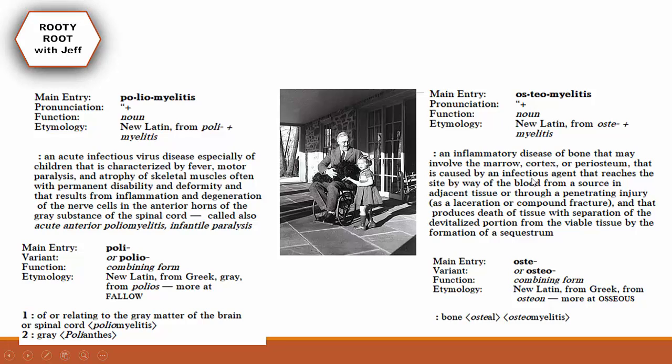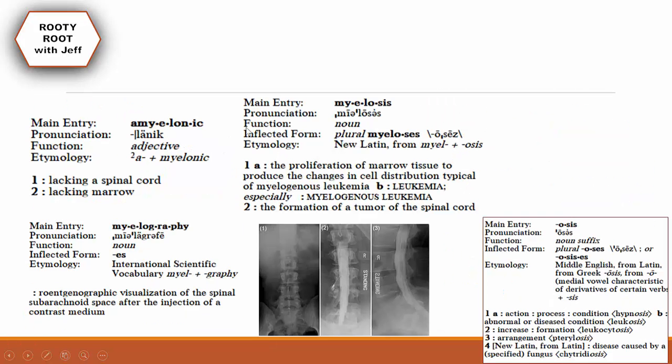Osteomyelitis, it's a disease of the bone that involves the marrow, cortex, or periosteum that is caused by an infectious agent that reaches the place by way of blood. Osteo means bone, so it's a disease of the bone, and itis means inflammation, so inflammatory. Amyelonic, it means lacking a spinal cord or lacking marrow. A means not, and myo means spinal cord or marrow. So that's where it gets its definition.